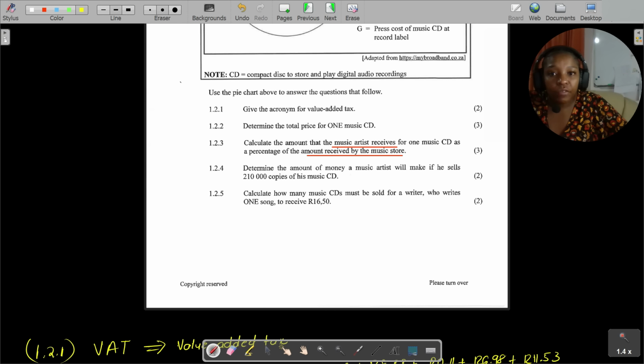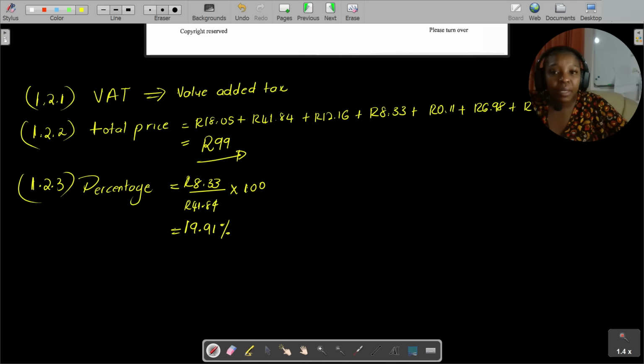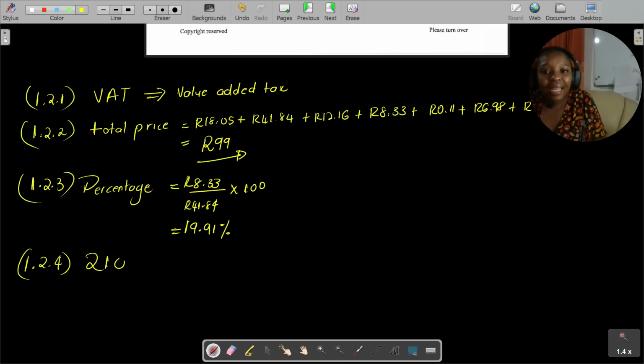Question 1.2.4. Determine the amount of money a music artist will make if he sells 210,000 copies. So if a music artist sells 210,000 copies, how much will he make for that?